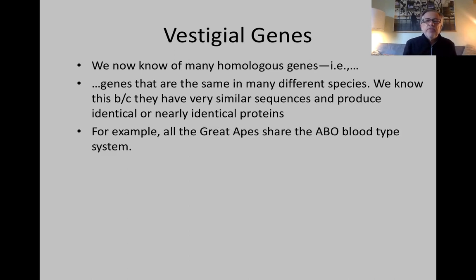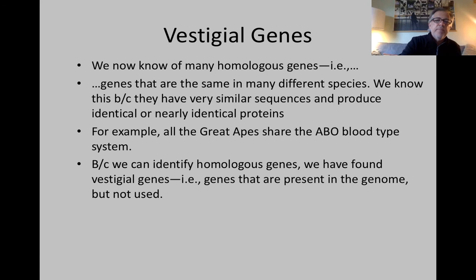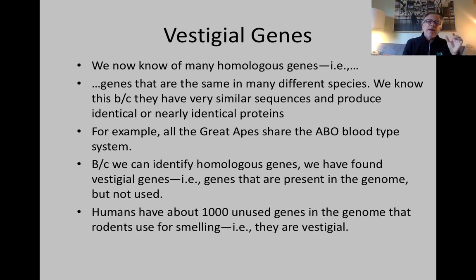All of the great apes share the ABO blood type. That includes the 2 chimpanzees, the 2 or more species of gorillas, as well as the orangs, all share the ABO blood type. Because we can identify homologous genes, we have found many vestigial genes, genes that are present in the genome, still in the DNA, but are not used. In other words, they're not turned into gene products. Humans have about 1,000 unused genes in our genome that rodents use for smelling. We don't use them. They are vestigial.